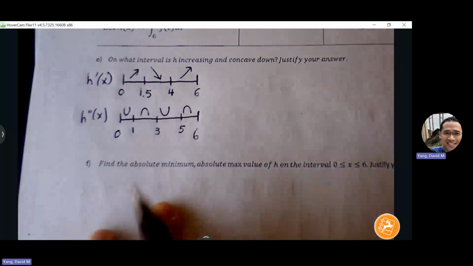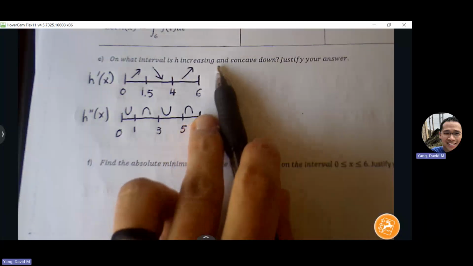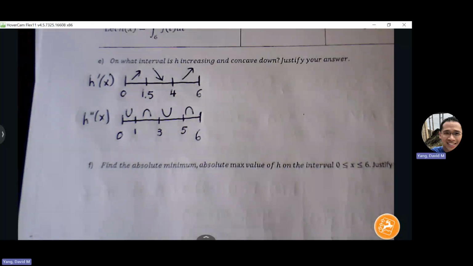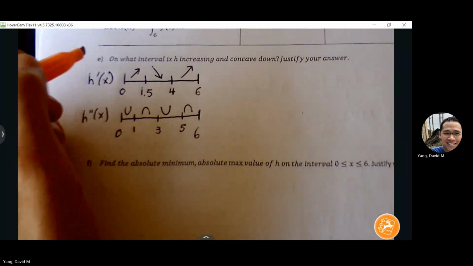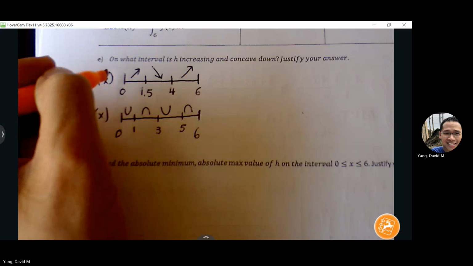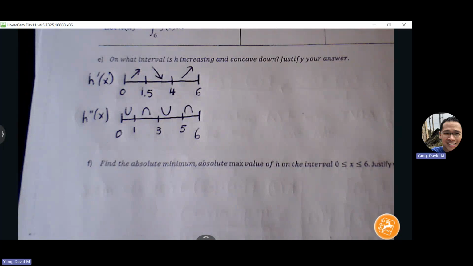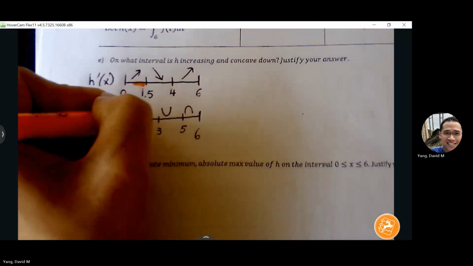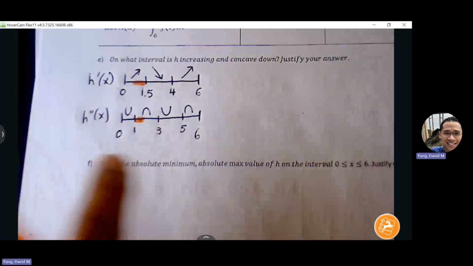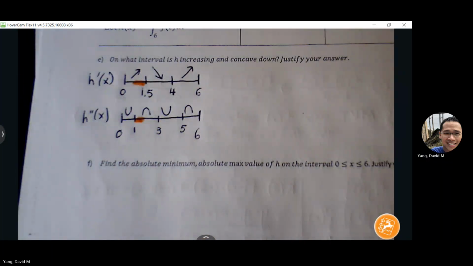All right, so now it's a lot easier to answer the question, right? On what interval is our graph increasing and concave down at the same time? What would you say? Yeah, let's see, increasing and concave down. About 1 to 1.5? That interval there. Where else? 5 to 6.